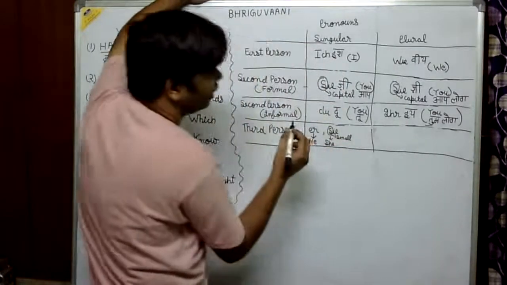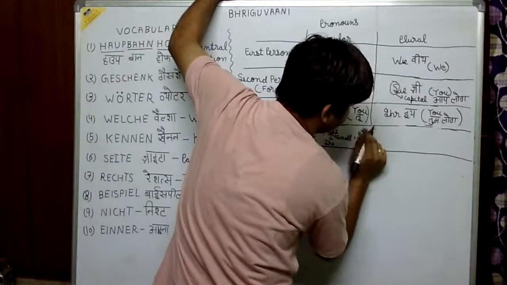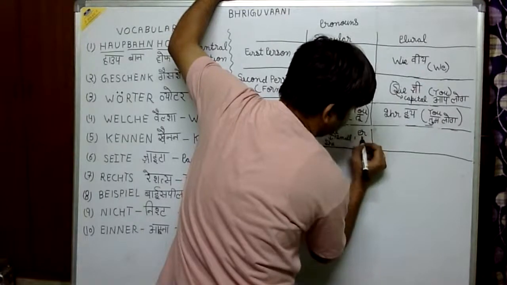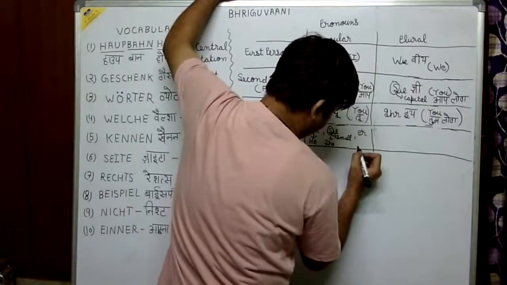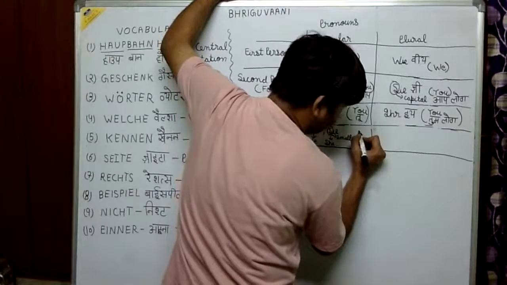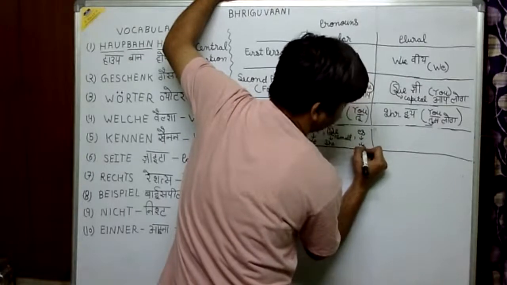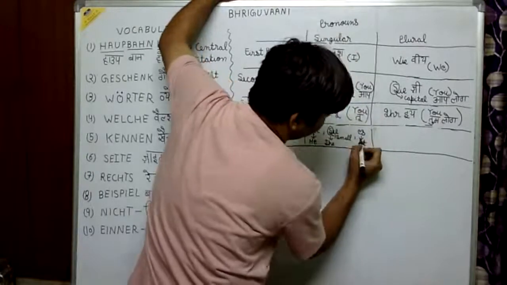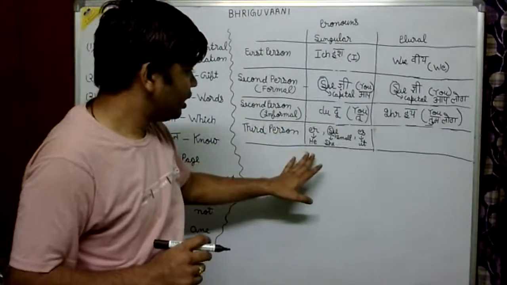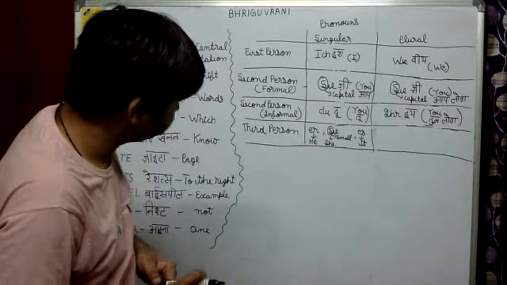And the last word which we have is es. Sorry, not er. The last word which we have is E-S, and it's for it. This es is for it. Okay. Er, he; sie, she; es, it.